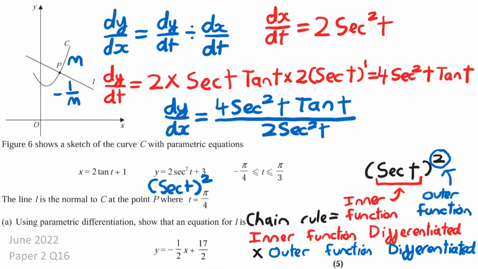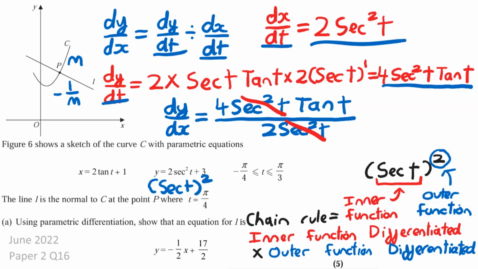So dy over dx is equal to dy over dt divided by dx over dt. So this is 4 sec squared t tan t divided by 2 sec squared t. We can do some simplifying here because this sec squared t will cancel out with this sec squared t, and this 4 and 2 will cancel down to just leave us with a 2 here. So dy over dx is going to be equal to 2 tan t.